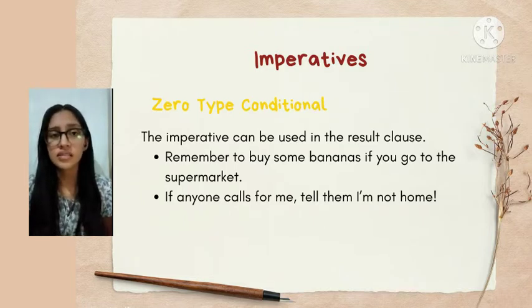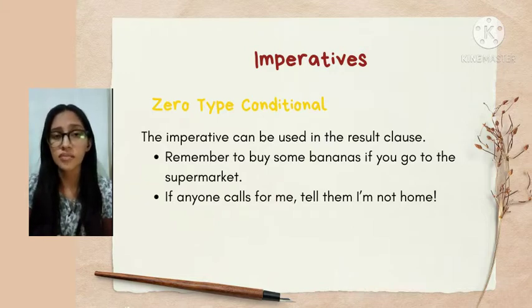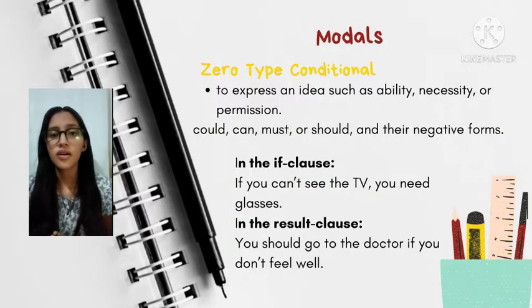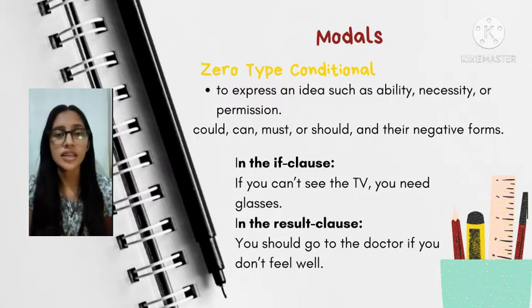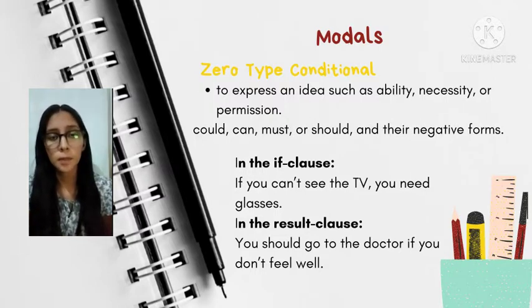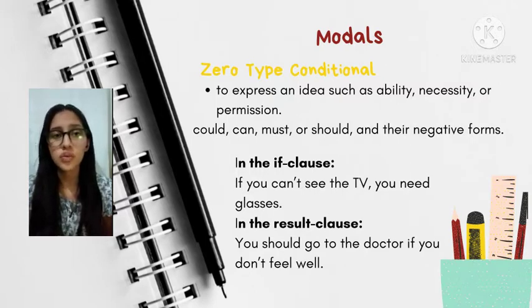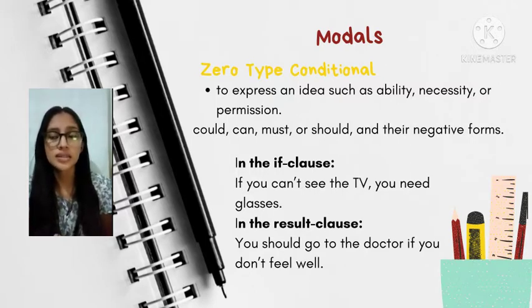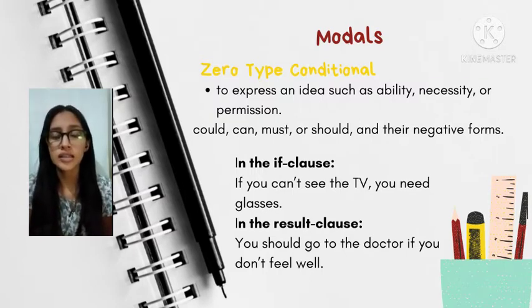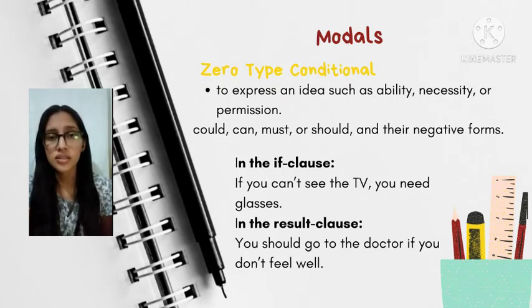To continue, let's see some other important details related to grammar and these two type conditional sentences. First, we can use modals in the zero type conditional. Let's remember that modals are useful to express ability, necessity, or permission. And if we accompany a modal and the main verb in the conditional sentences, we can use the modals either on the if clause or in the result clause, and there will not be any problem.